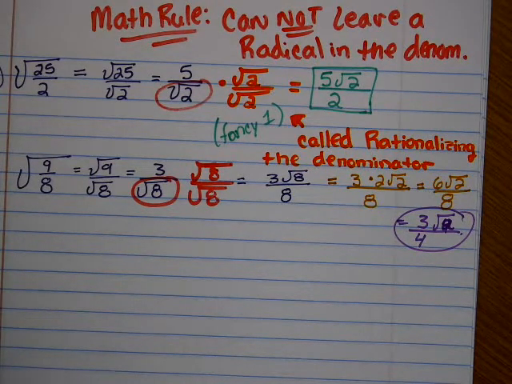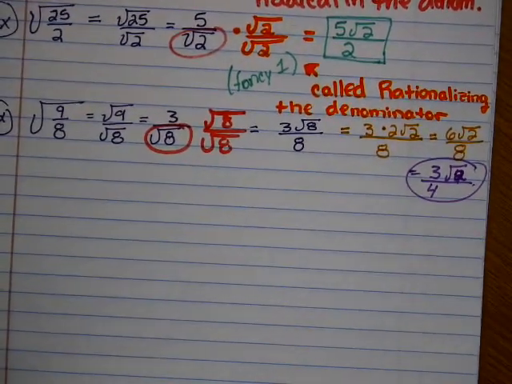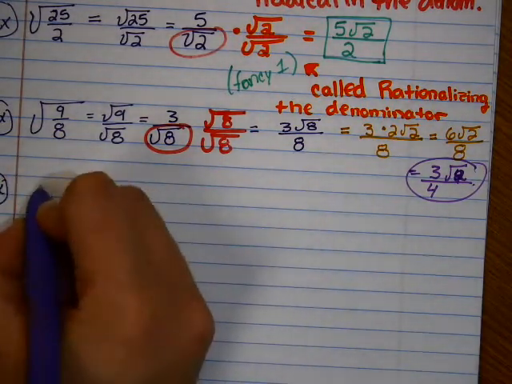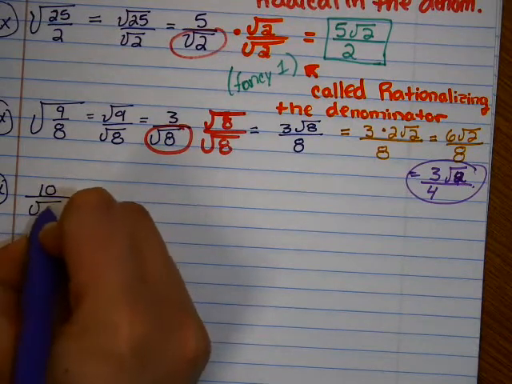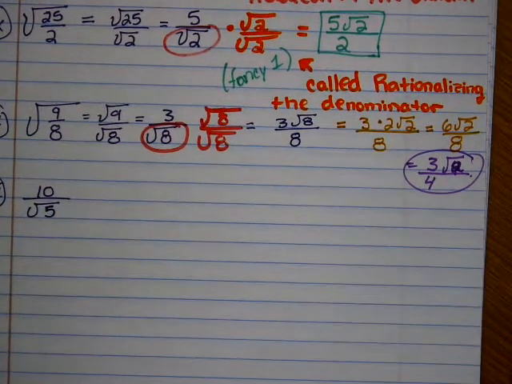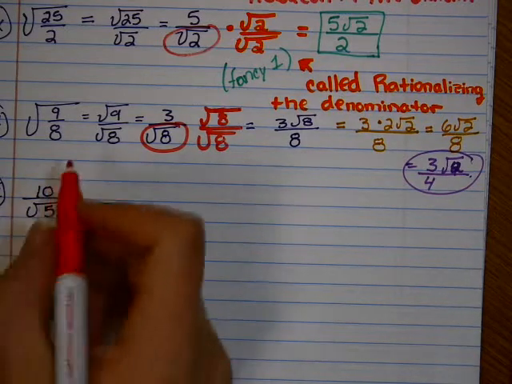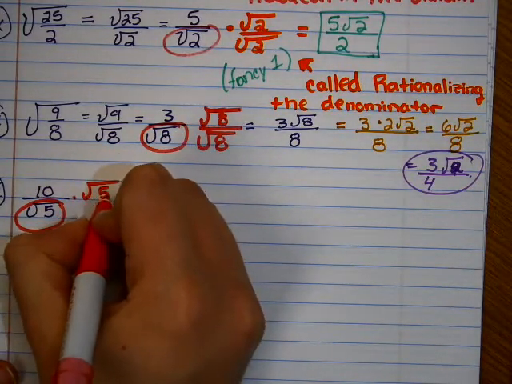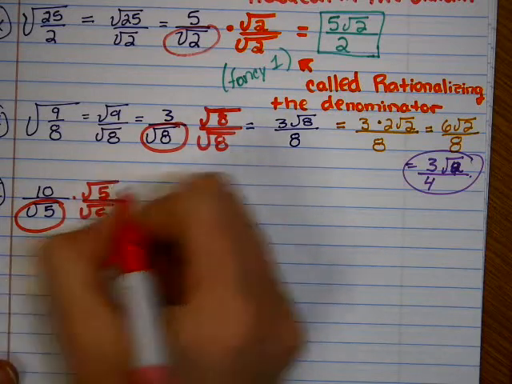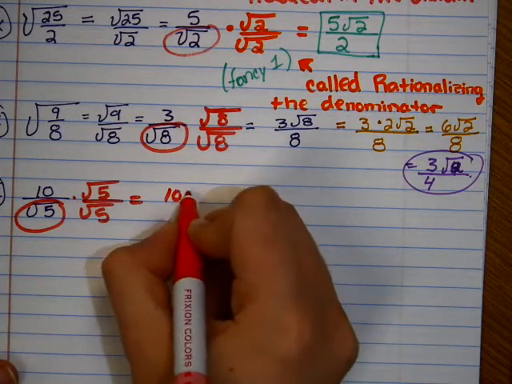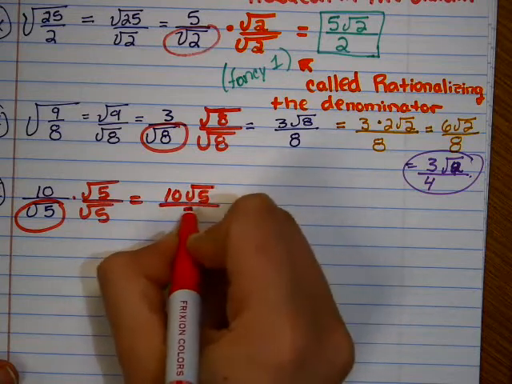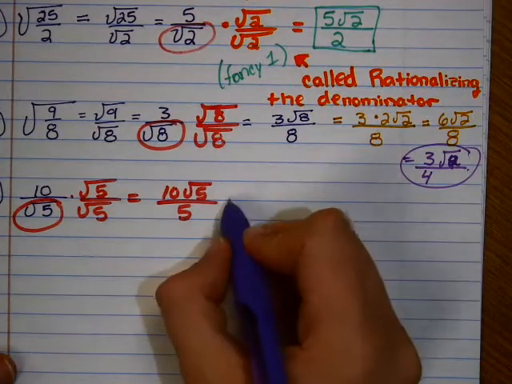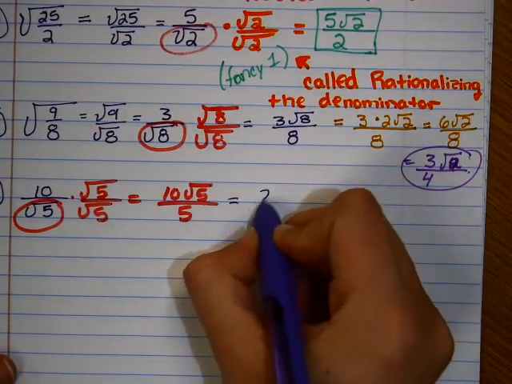Okay. Now let's try one more example where I have 10 divided by the square root of 5. Right away you should say, oh no, that's not right. Can't have that square root in the denominator. Multiply by that fancy 1. And I have 10 square roots of 5 over 5, and I can reduce, because look, 10 divided by 5 is 2, so my final answer is 2 square roots of 5.